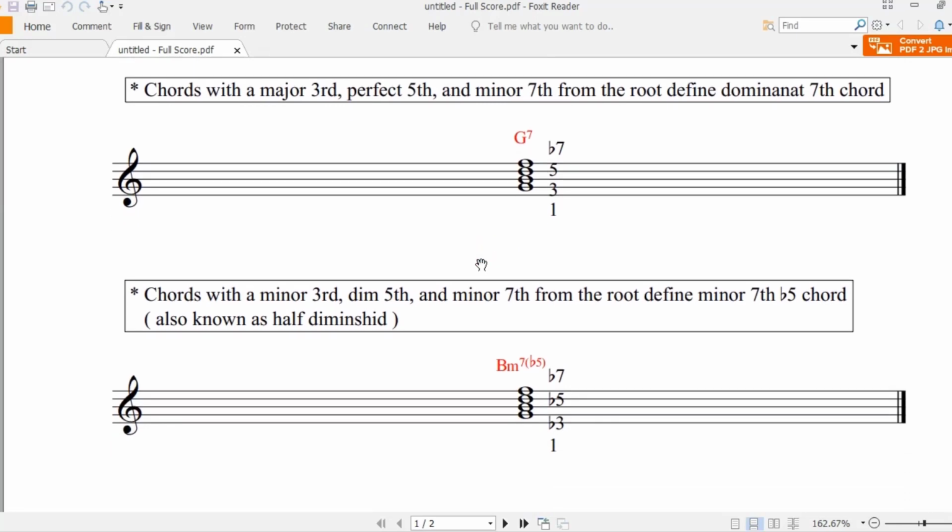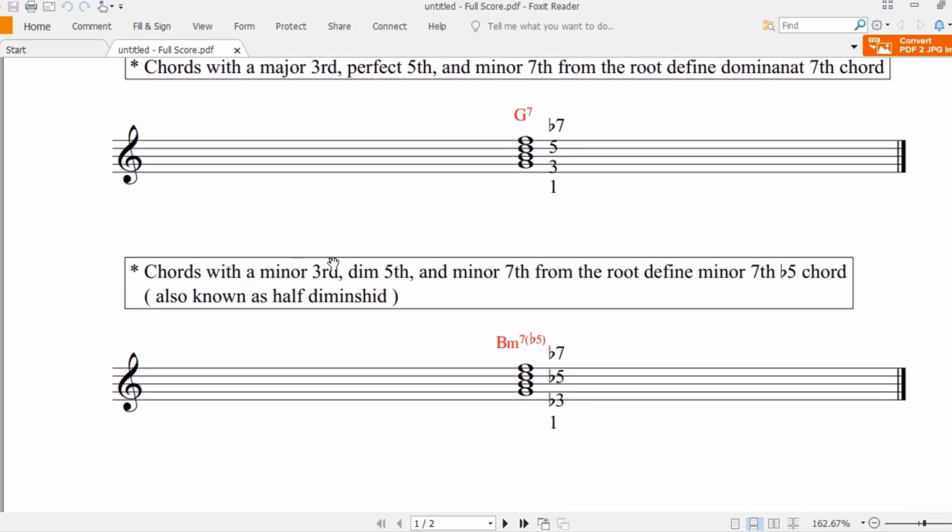The next type is a chord with a minor third, diminished fifth, and a minor seventh from the root. This formula defines a minor seventh flat 5 chord, also known as a half diminished chord. Here the formula is 1, flat 3, flat 5, flat 7: a minor third above the root, a diminished fifth above the root, and a minor seventh above the root.